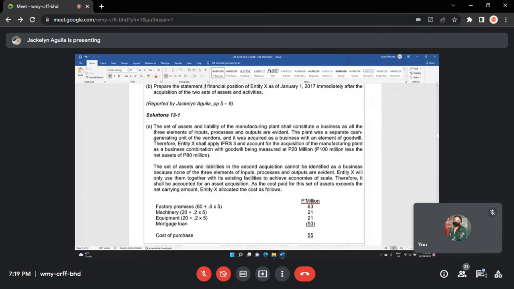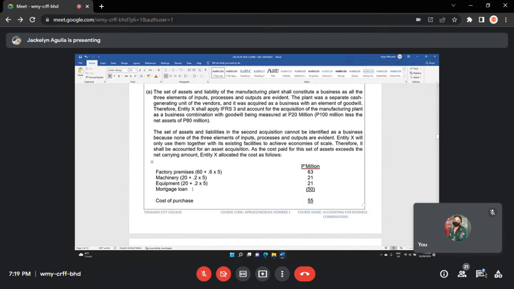The net of assets and liabilities in the second acquisition cannot be identified as a business because none of the three elements of inputs, processes, and outputs are evident. Entity X will only use them together with its existing facilities to achieve economies of scale. Therefore, it shall be accounted for as an asset acquisition as the cost paid for this set of assets exceeds the net carrying amount. Entity X allocated the cost as follows.